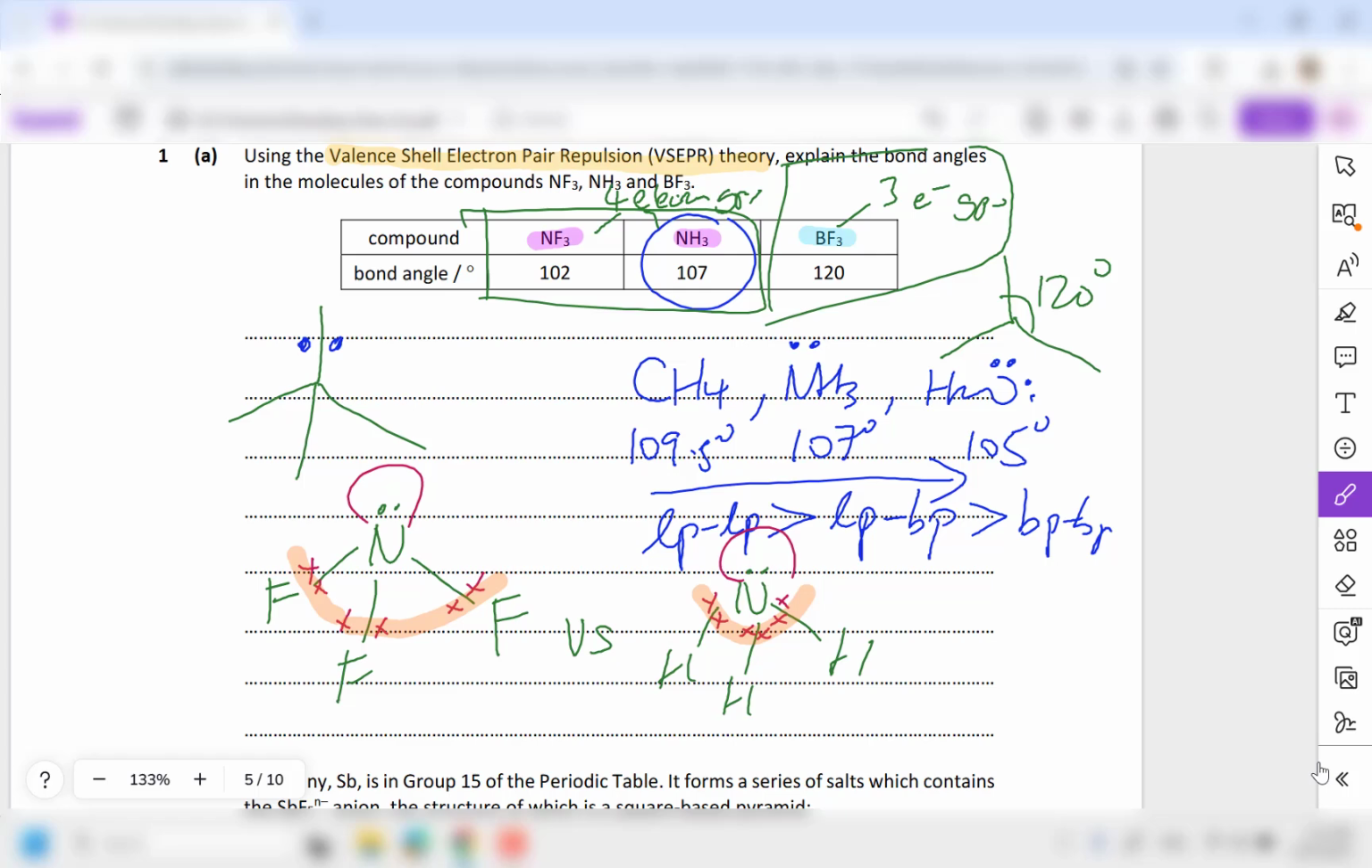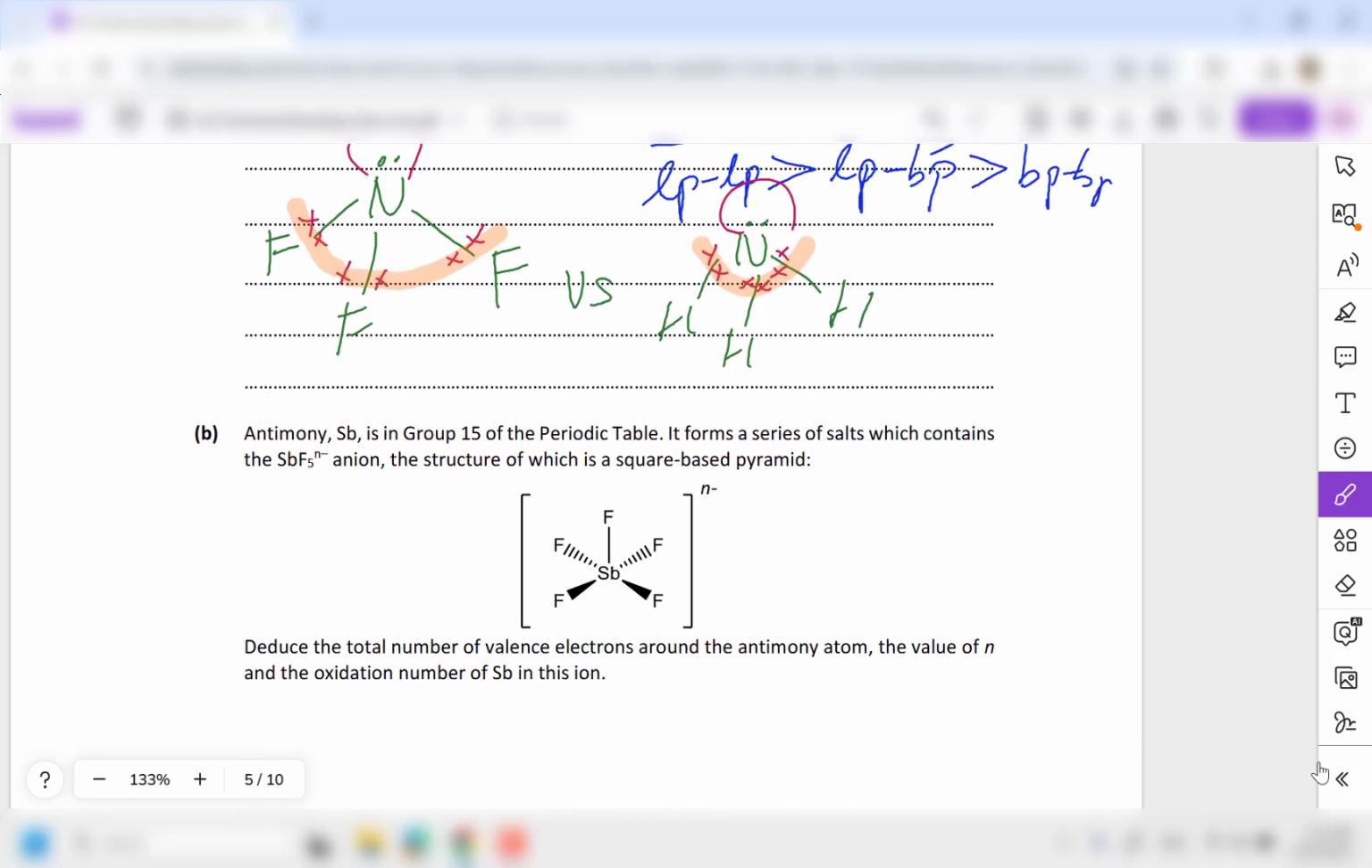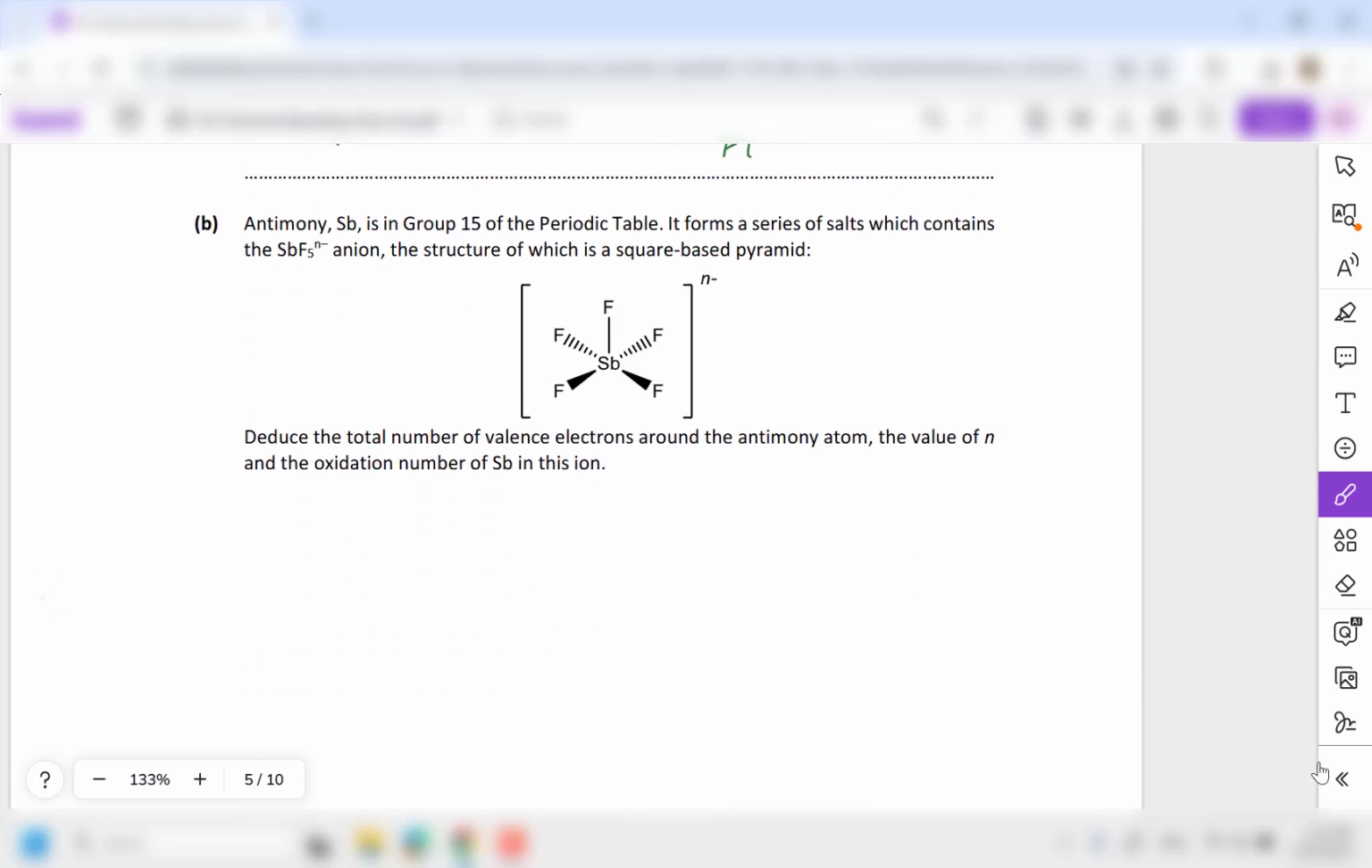And that explains why the bond angle is smaller than the usual 107 degrees. In fact, if you try to Google it, the actual bond angle is 90-ish degrees, so it's not really 102. But again, we are working on these questions assuming that all the information given to us is correct. Okay, so I'm going to move on to 1b.